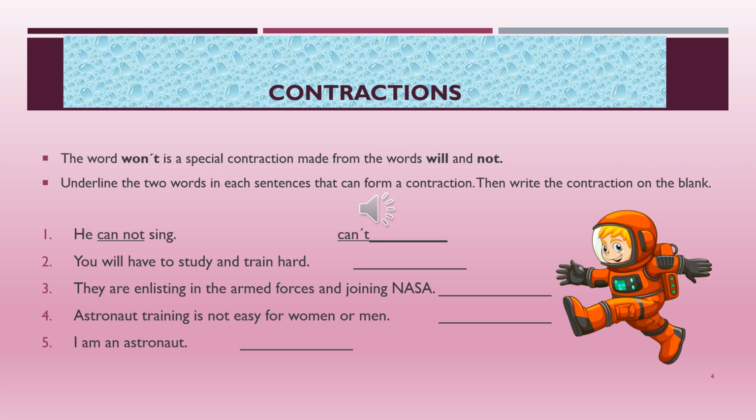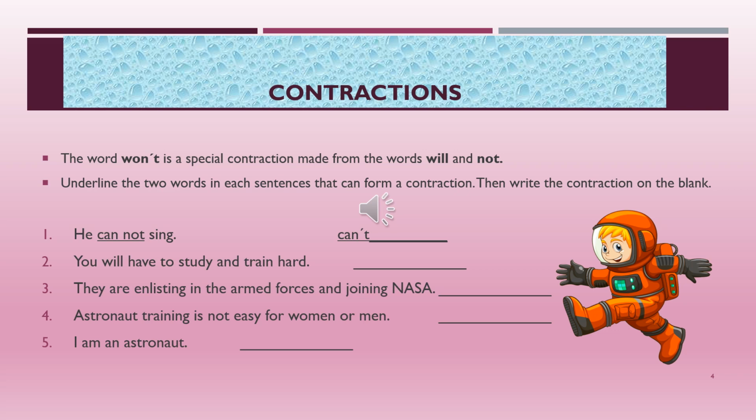When we talk about contractions, we must remember about the word won't. Won't, it's a special contraction made from the words will and not. When you see the words will and not, it means that the contraction always is going to be won't. Now, let's read the instruction for page number 4. Underline the two words in each sentence that can form a contraction. Then write the contractions on the blank.